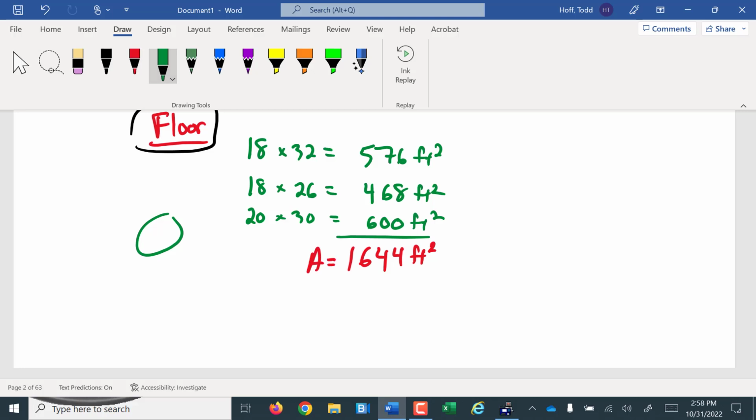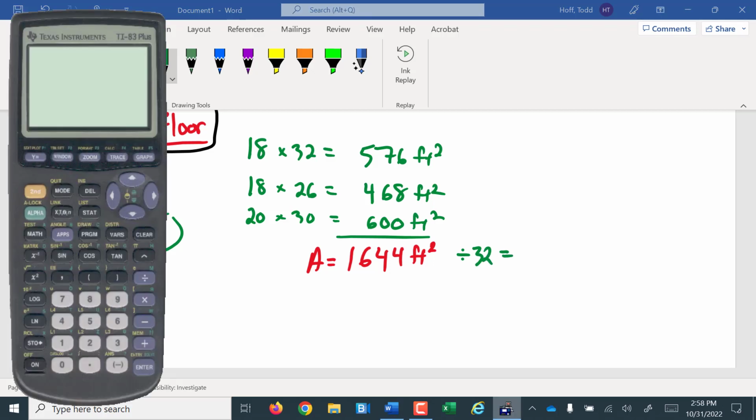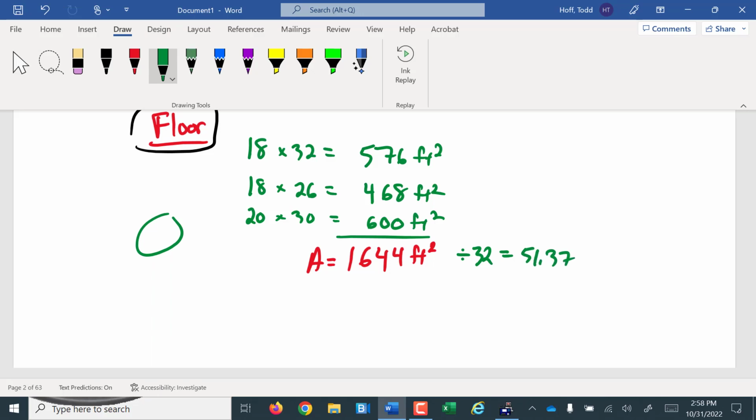And what do we do to that? Divide by 32. So 51.375, or 52 sheets.